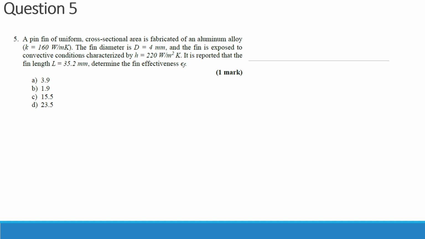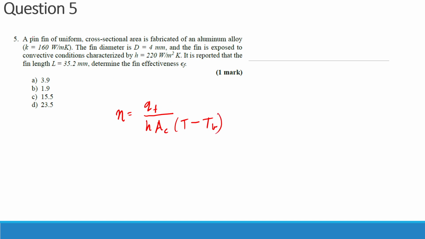So let's try solving this question. The fin effectiveness we define as the heat transfer rate through the fin divided by the heat transfer rate through the fin that would have occurred if the entire fin was at the base temperature. For that, we just write it as h, the heat transfer coefficient, times the cross-sectional area, times the temperature of the fin upon the temperature of the base. So this is nothing but theta b.